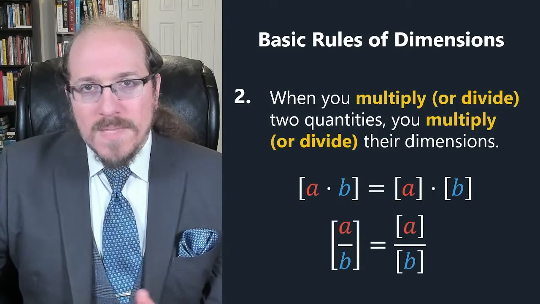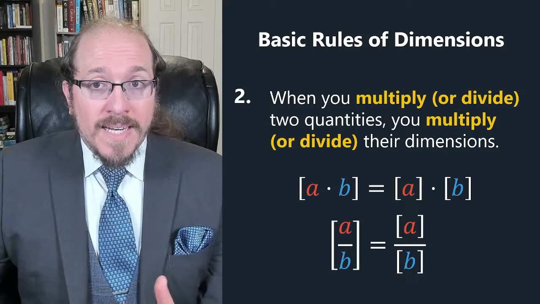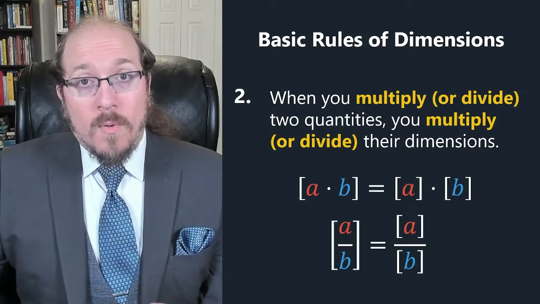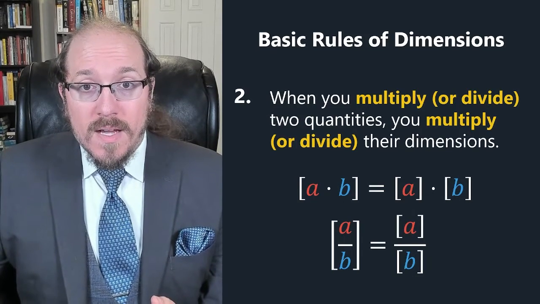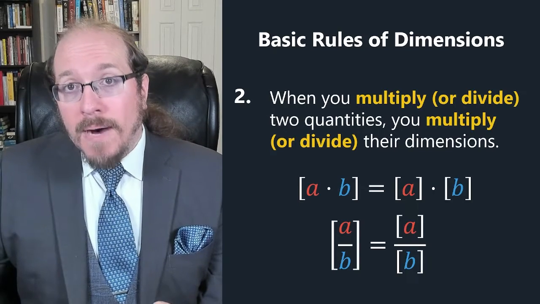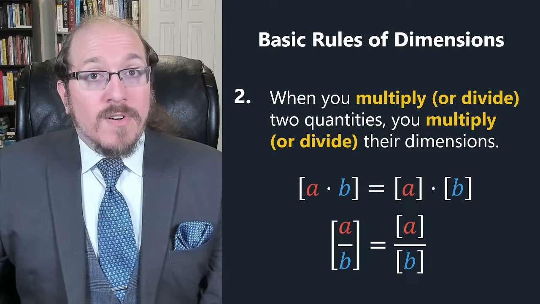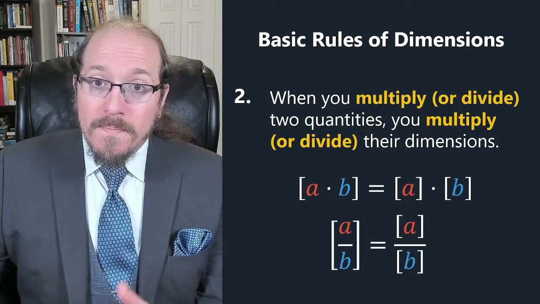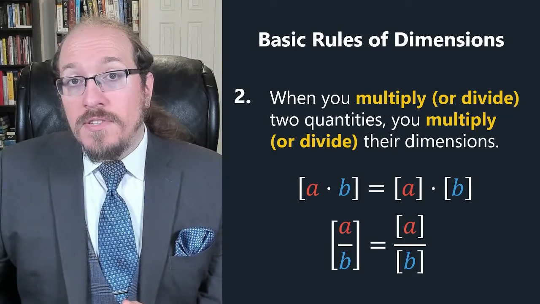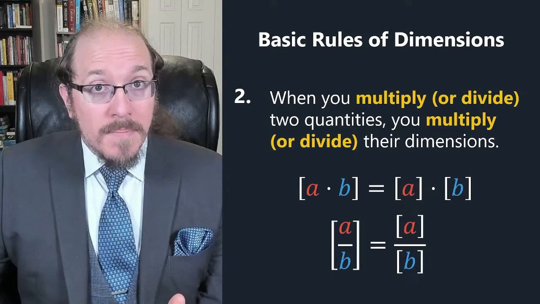Our second rule says that when we multiply or divide two quantities, we multiply or divide their dimensions. For example, if we divide the number of miles in a trip by the number of hours it takes, we get our average speed in miles per hour. This is also what allows you to do unit conversions like you might have done in chemistry class.